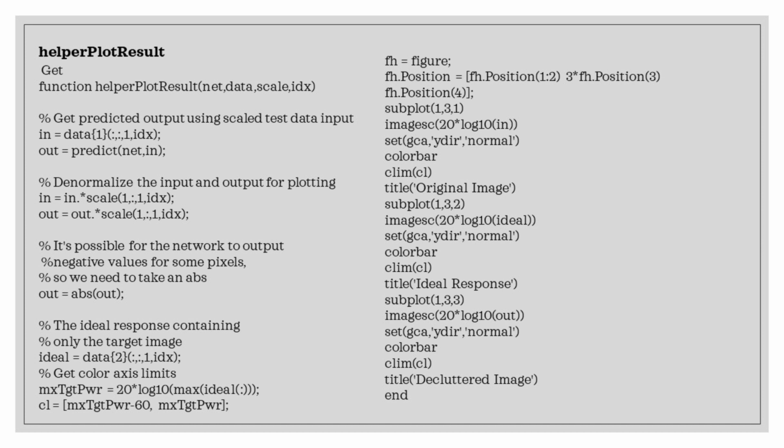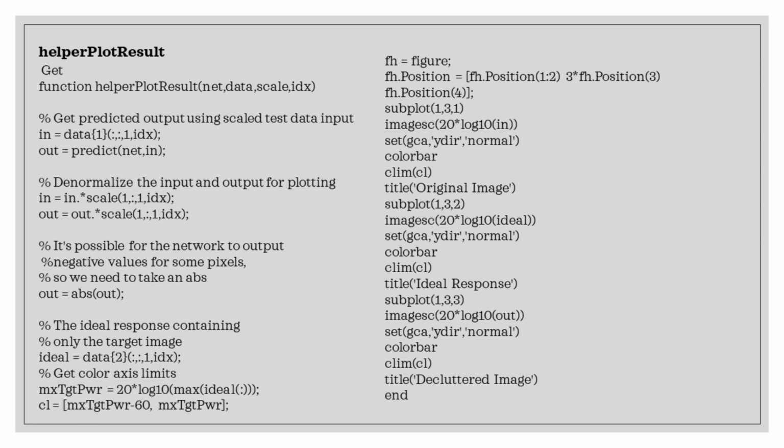Get predicted output using scaled test data input. in equals data{1}(:,:,1,IDX). out equals predict(net, in). These lines obtain the predicted output, out, from the neural network, net, using the scaled test data input, in. The input data is accessed from the cell array data, where the first element, data{1}, contains the input images. IDX is used to specify the index of the data sample.